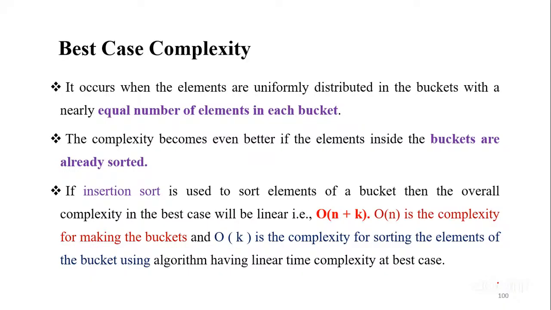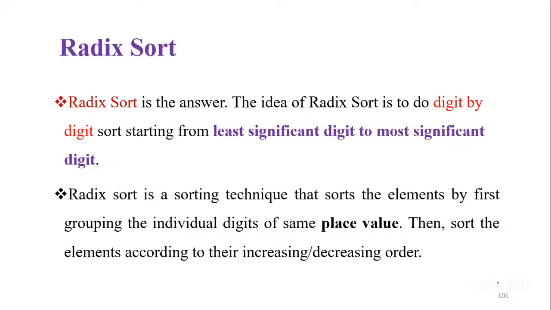If insertion sort is used to sort elements of a bucket, then the overall complexity in the best case will be linear, that is order of n plus k. Order of n is the complexity of creating the buckets, and order of k is the complexity for sorting the elements of individual buckets using the algorithm. Right? So finally, the complexity for the best case is order of n plus k. So this is the best case.